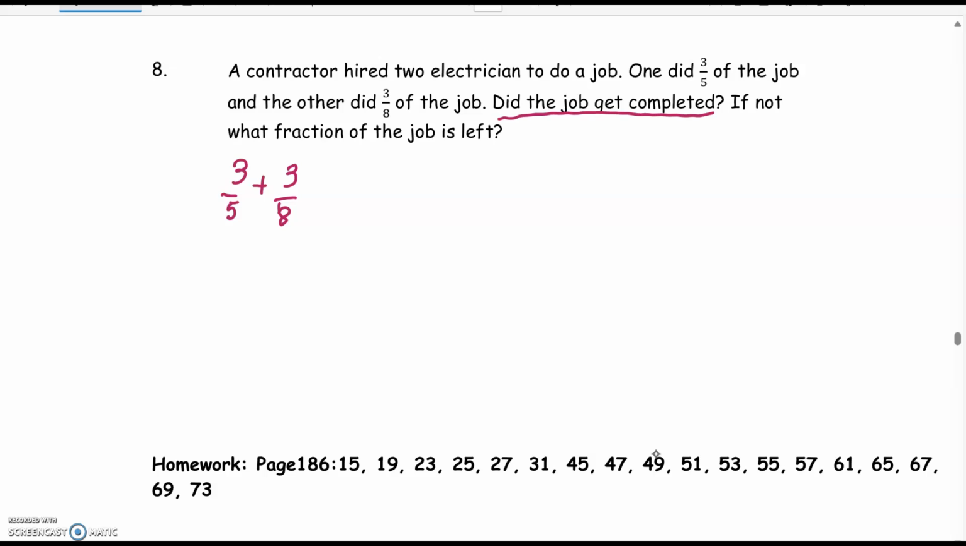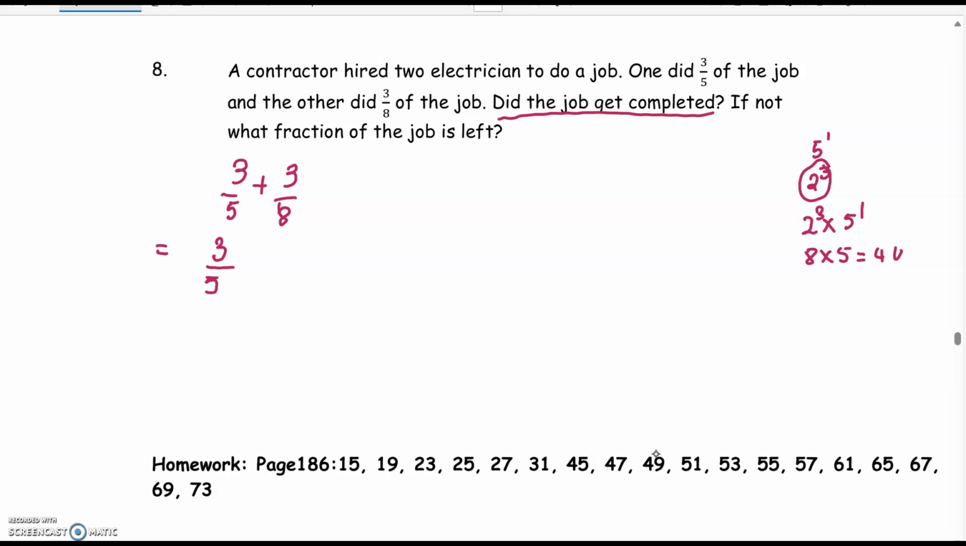Now we need to find the common denominator. 5 is 5 to the 1. 8 is 2 cubed. Pick the larger of the 2's, there's only 1, so that's 2 cubed. Pick the larger of the 5's, there's only 1. So it's 8 times 5. 2 cubed is 8 times 5, which is 40. So we simplify this. We are adding the two fractions of the job that got completed.